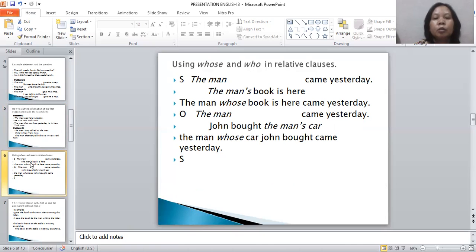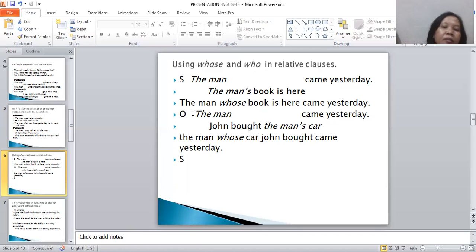Now I will explain how to use whose in relative clauses. For example, for the subject pattern, the man came yesterday. The second sentence, the man's book is here. Whose is used for what the subject has. The man whose book is here came yesterday.